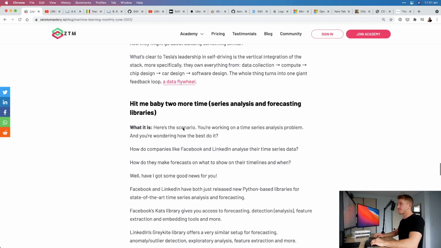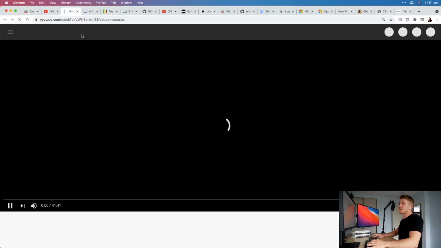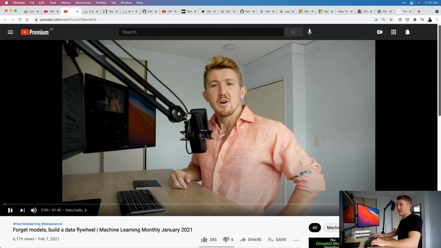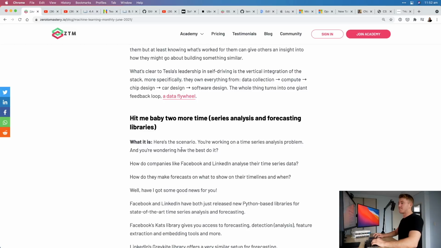Next. Oh yes, this is another thing that Tesla, why they're leading in self-driving, is because they've created a data flywheel, a concept that we also covered in a previous Machine Learning Monthly. Build a data flywheel. So if you'd like to check that out, that's Machine Learning Monthly, January 2021.